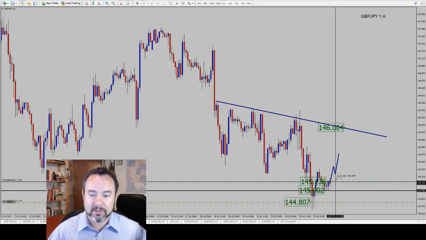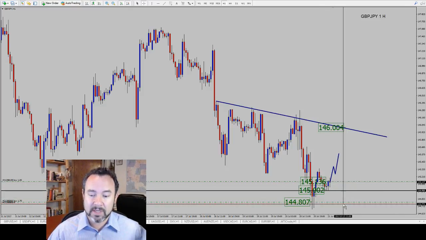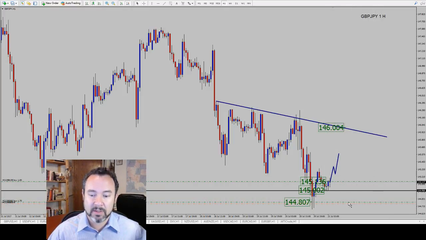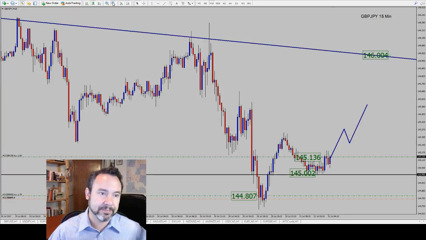If we can get 20, 30 pips above current price action now, maybe get up to 145.30s, I'd be pretty happy pulling both of the stops up together to around 145, the swing lows that we have here in the hourly and the pound yen. So I'm going to be moving both of my stops in tandem with one another, up as price action goes up. I think it's looking pretty good.